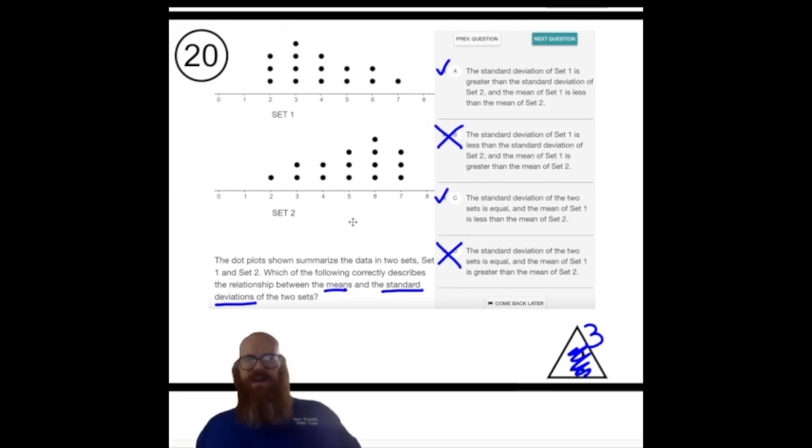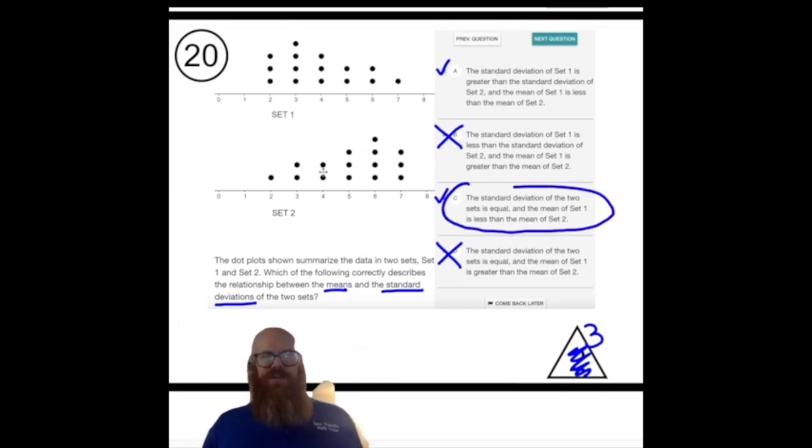All right. So what's going to end up happening is the standard deviations are going to be equal to each other. The mean of this one is going to be higher, but since they're exactly the same layout, the same values, the mean of set 2 is going to be greater than the mean of set 1, but the distance that all the values are from that mean are always going to be exactly the same. So you're going to have the exact same standard deviation. Okay.